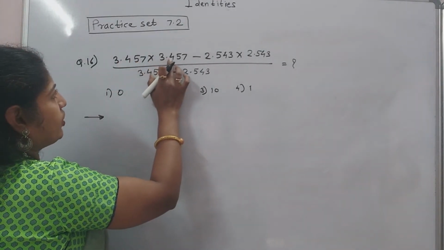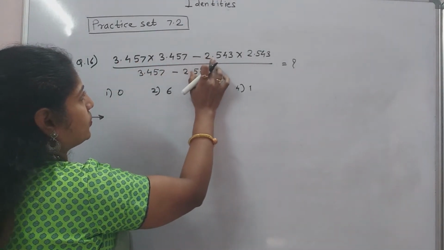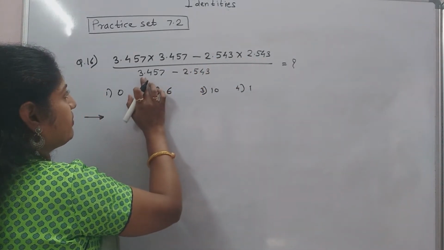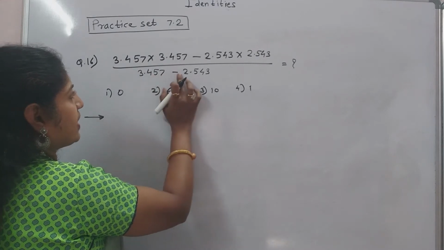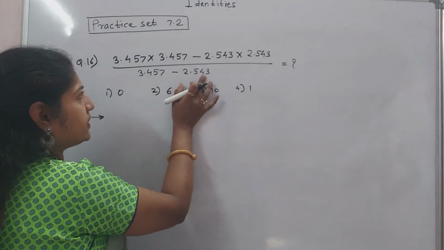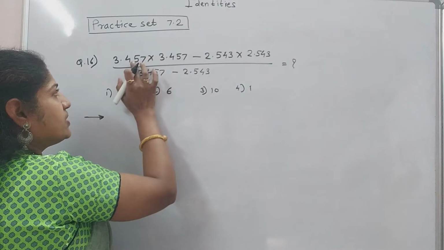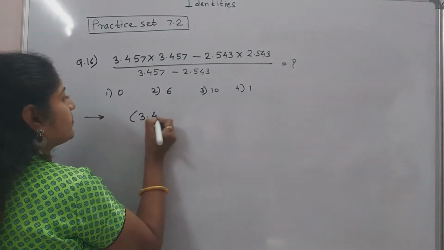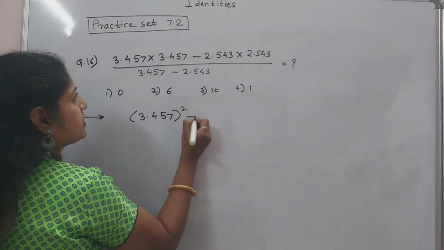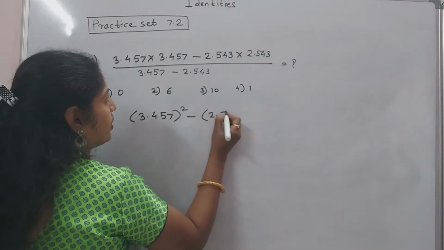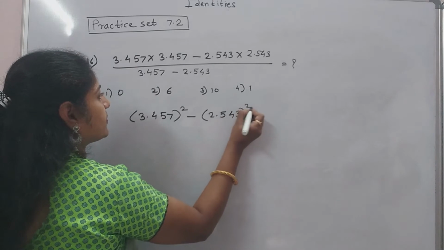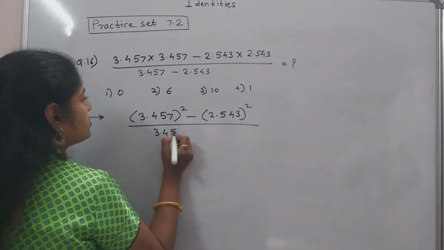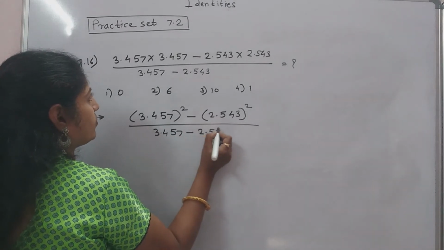3.457 into 3.457 minus 2.543 into 2.543, divided by 3.457 minus 2.543. These two numbers are equal. The multiplication of equal numbers is the square of that number. So it is the same as (2.543) square divided by 3.457 minus 2.543.